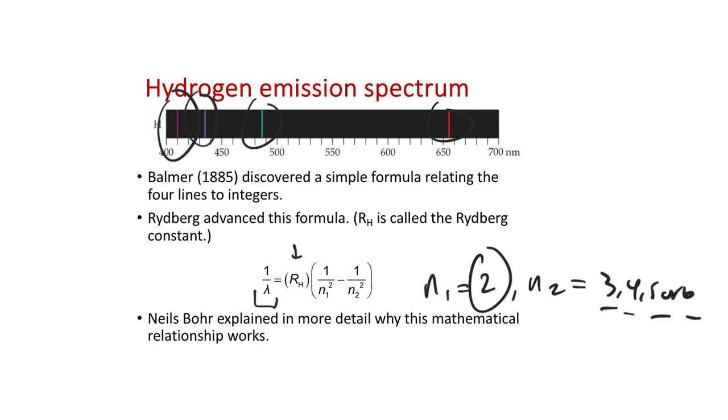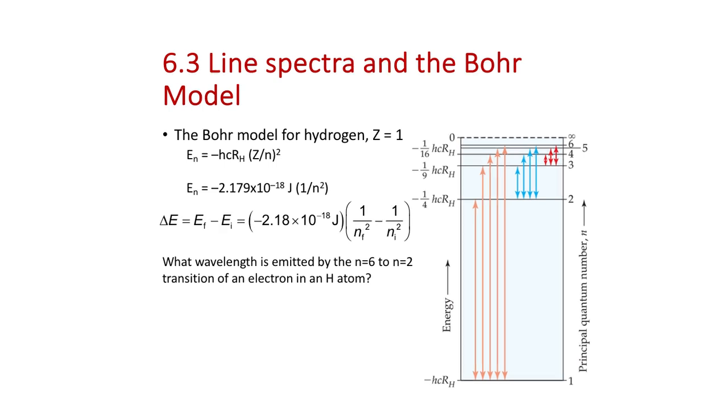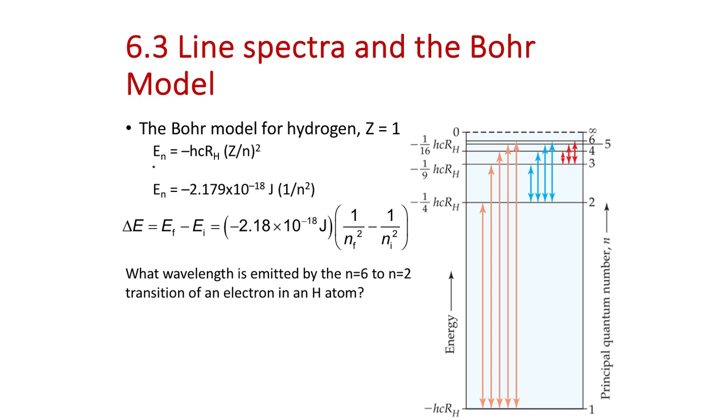So Niels Bohr is going to try to provide us more detail. Let's take a look at what we would call the Bohr model. The Bohr model said that the energy of the hydrogen atom can be shown to equal minus Planck's constant times the speed of light times the Rydberg constant, times Z over n squared, where Z is the nuclear charge. So Z is equal to 1 for hydrogen, that's just the nuclear charge.